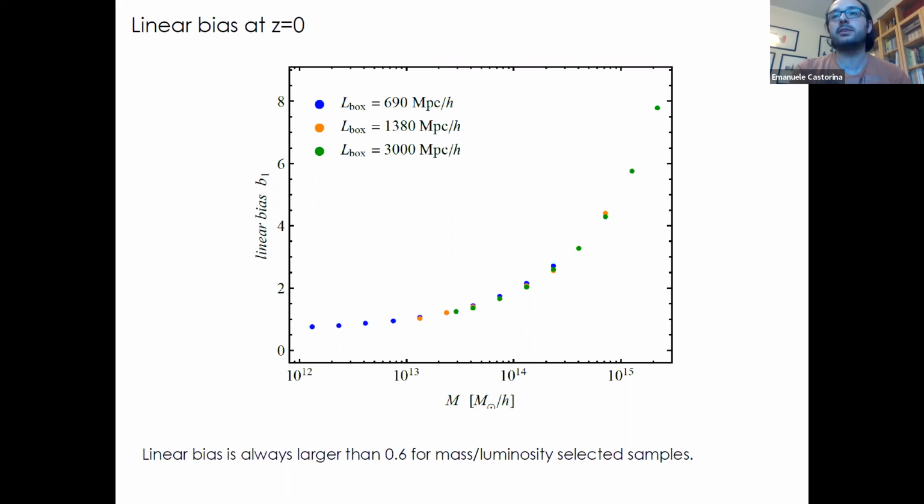So having a zero signal is actually something very weird, because if you take any luminosity or mass selected sample, this will never happen. You always plateau to some very low but positive value of the clustering. So what this means is that if this zero bias tracer exists, it must be something else which is not the mass or luminosity selected sample.